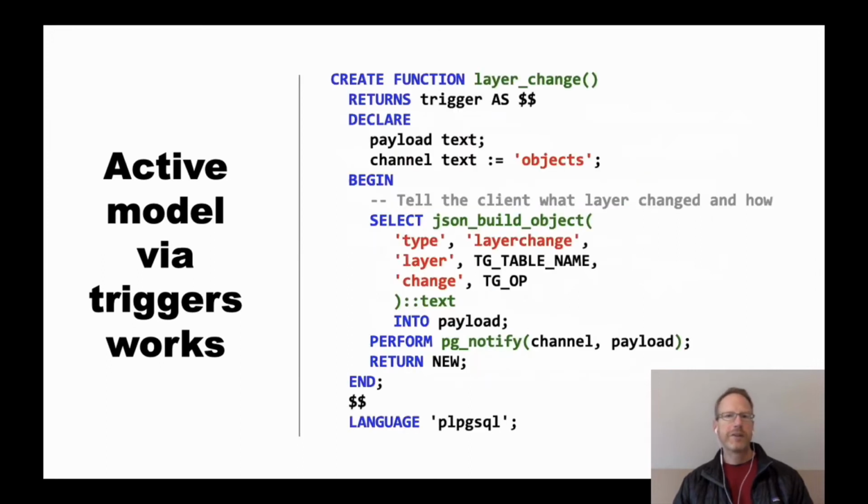So here's a trigger function. This is one that's used in the geofences table. This is about the simplest possible trigger function. All it's doing is binding up some static information, the payload type, the layer name, the change type into a JSON object. And then the object is sent off as a notification to listening clients. And we'll talk more about that later.